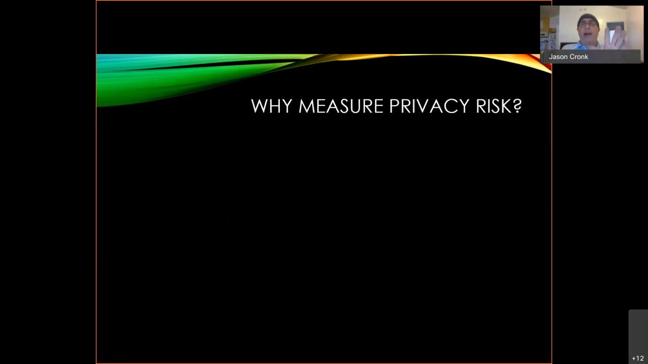So why measure privacy risk? One is to prioritize risk mitigation efforts. If you're a large corporation and you've got a lot of things going on, you can't address every potential issue. You need to prioritize. And measuring privacy risk helps you identify high-risk areas that you need to prioritize over low-risk areas.